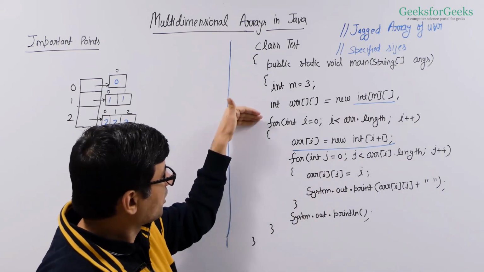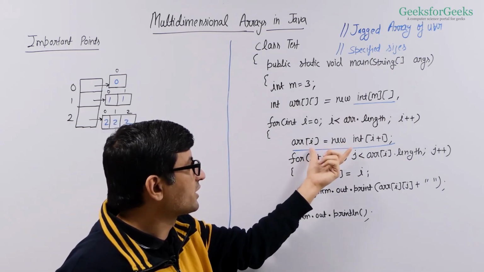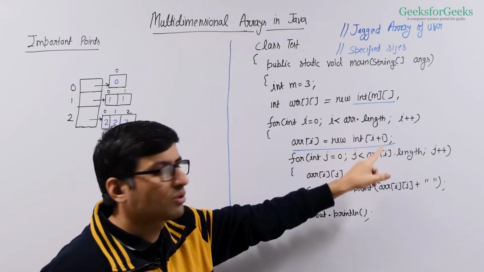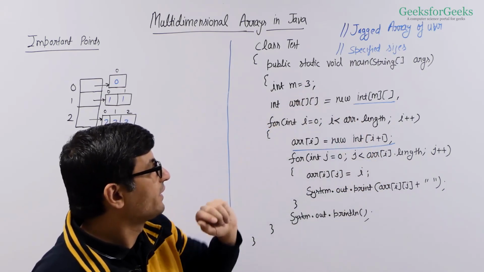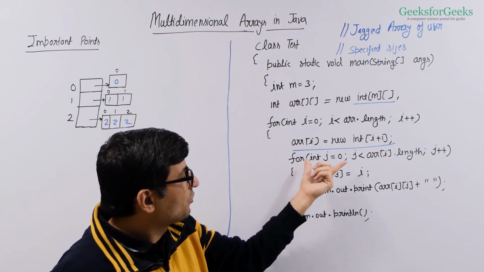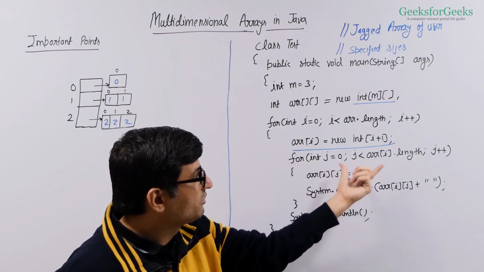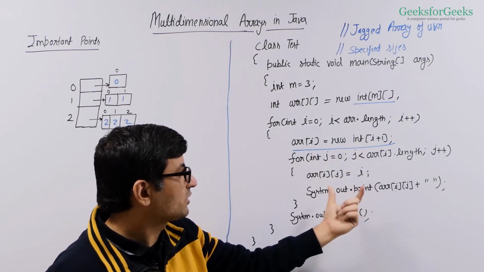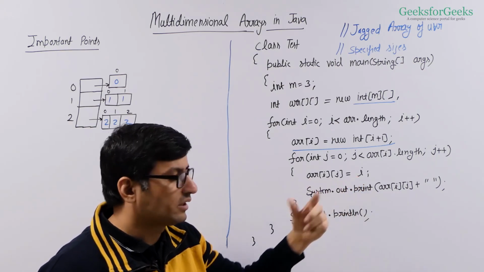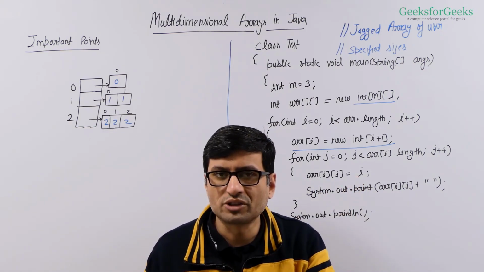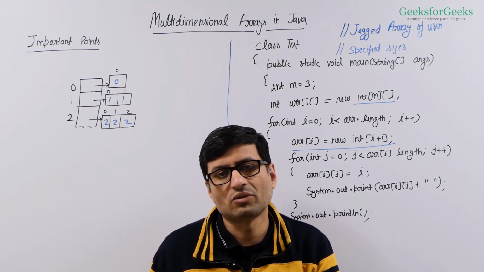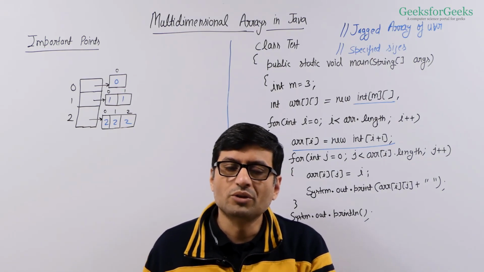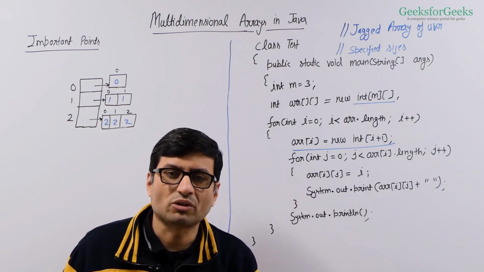In this program, I've created the first row of size 1, the second row of size 2 and third row of size 3. We have 3 rows in total. After creating the individual rows, we are simply traversing through them and assigning the value of i. So the first row gets the value 0, the second row gets all values as 1 and third row gets all values as 2. You can put any values according to the software requirements.